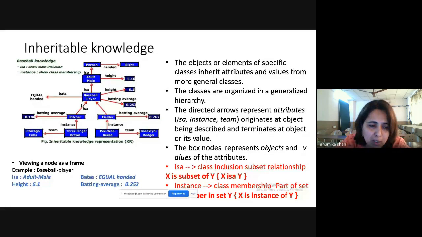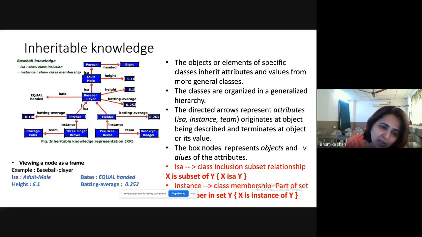Coming back to the baseball instance over here. What does the baseball object say? The baseball object itself has multiple properties. Which attributes does it have? The first attribute is the height attribute. What is the value of the height attribute? 6.1. The second attribute is batting average. What is the value? 0.252.